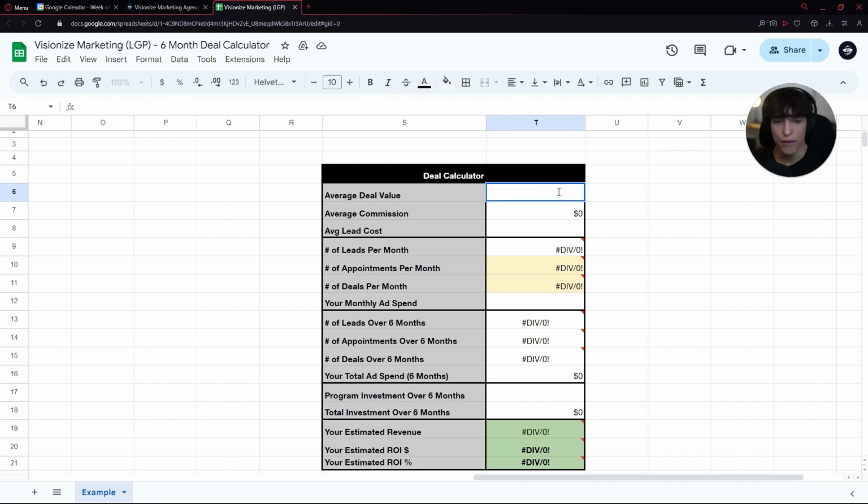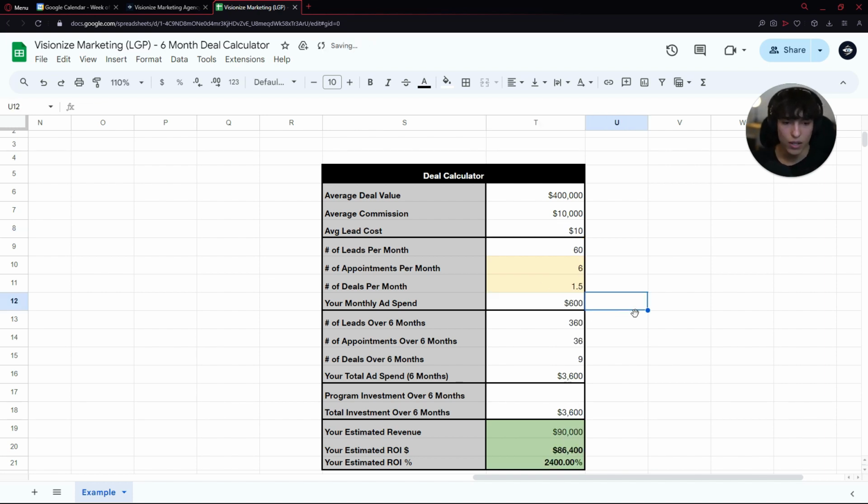So let's say the average deal value is $400,000. From here, the average lead cost they're getting, let's say they're getting $10 leads, and you're spending $600 a month on ads. From here, you can see all these numbers autofill, and then we just want to put in the program investment. So let's just say you're spending $1,000 a month on their actual management fee. Just for simplicity's sake, that will be $6,000 over 6 months.